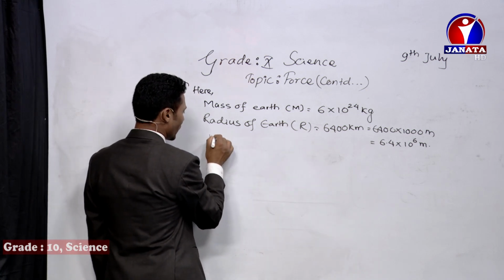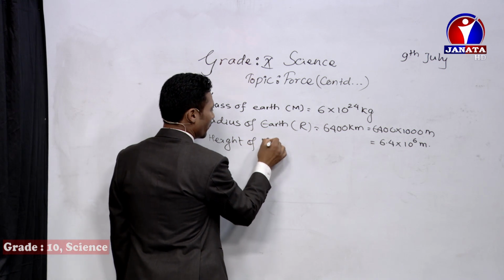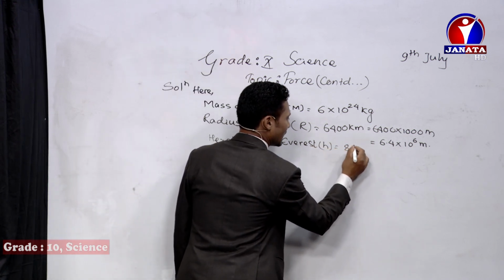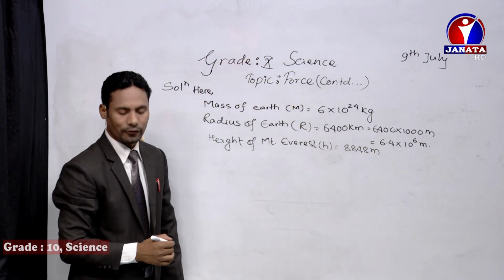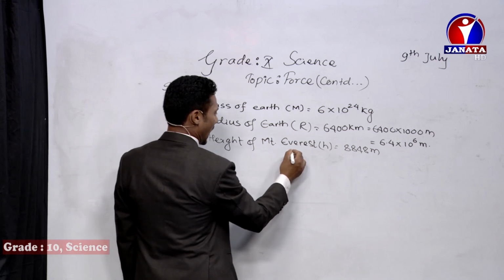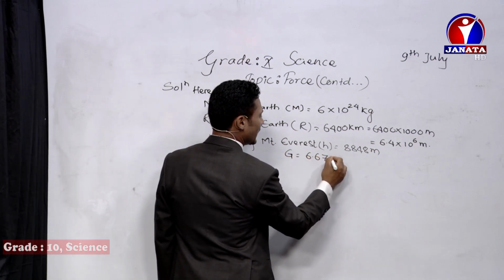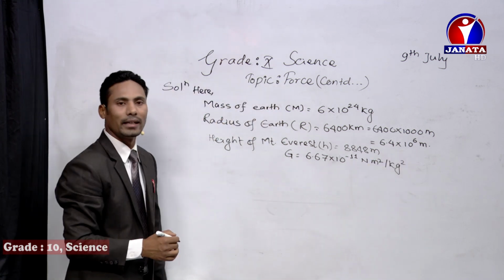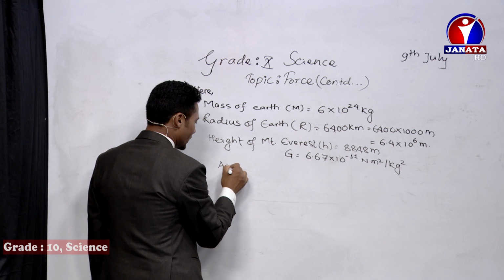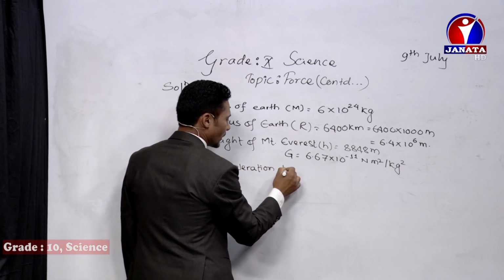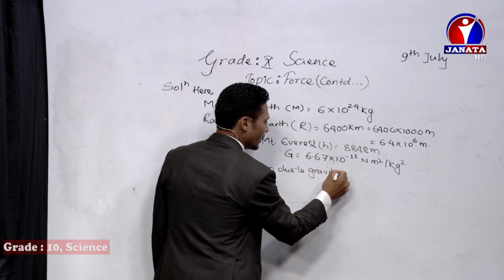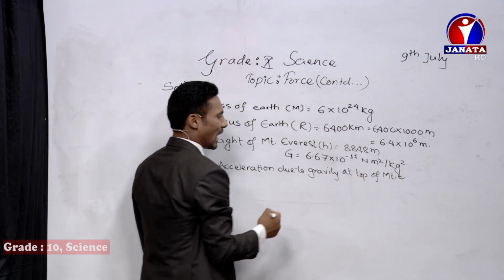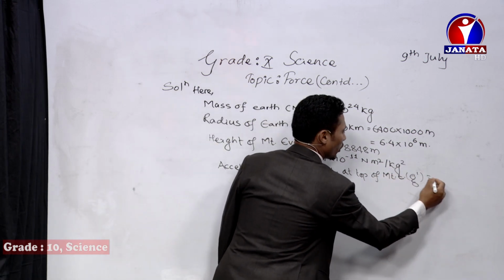Similarly, the height of Mount Everest is also given. I will write it as small h, 8848 meter. One more thing we should write down here is capital G. The value is 6.67 into 10 to the power minus 11 Newton meter square per kg square. And we need to find the acceleration due to gravity at the top of Mount Everest.